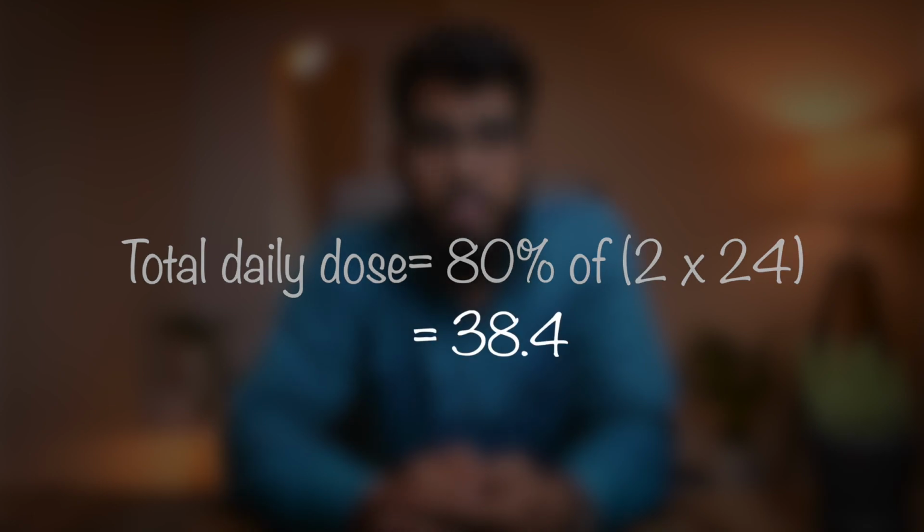Now I divide this value into 4 equal parts, of which 3 parts are going to be his bolus doses, and the 4th part will be his basal dose. So if you divide 38.4 by 4, the value is going to be 9.6. Let's round it to 10.